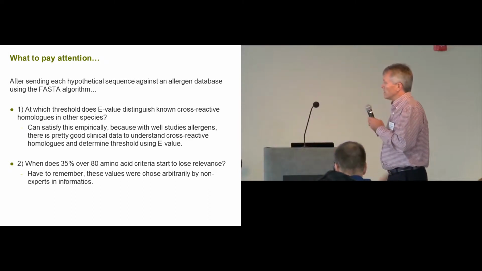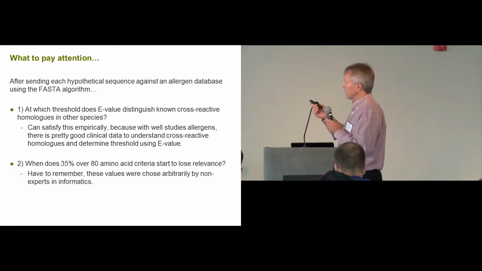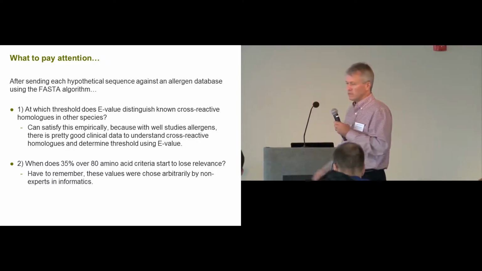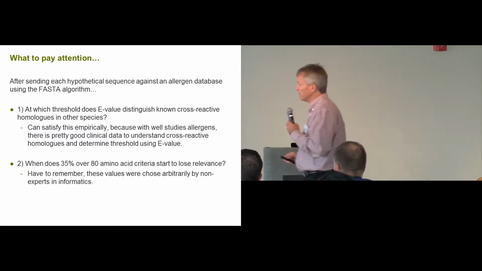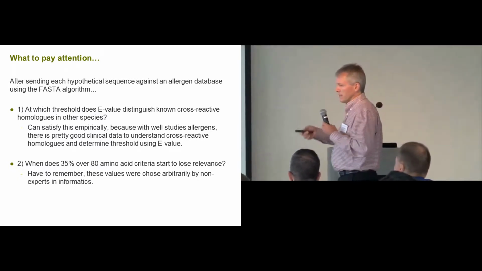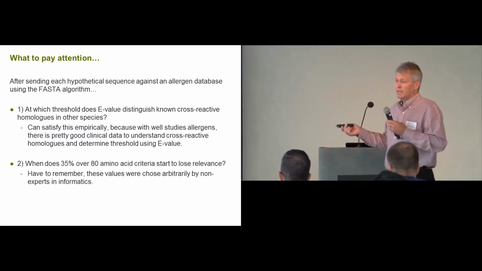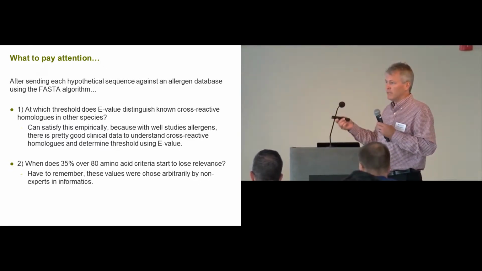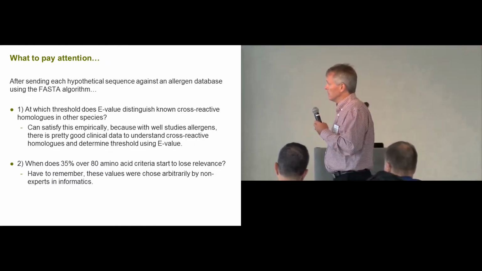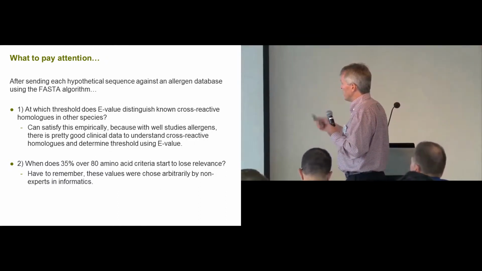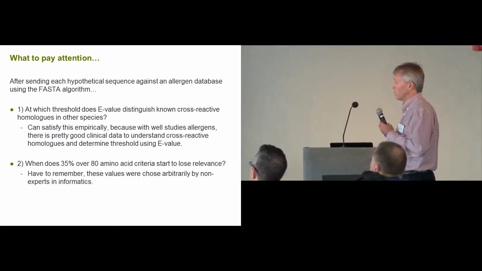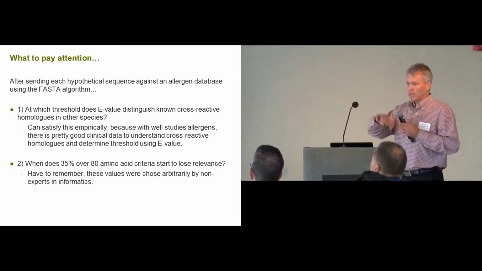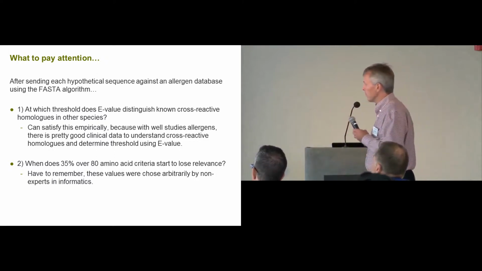And so we want to ask, at which threshold does the E-value distinguish known cross-reactive homologs? So in the case of tropomyosins, I would be seeing potentially a lot of other tropomyosin, but just from other species. And does it then separate cleanly or not from just other proteins where similarity exists, but they're not otherwise tropomyosins? And so we can do that if we've got allergens that are well studied, good clinical data, and of course, if we know the epitopes themselves are the reason there's cross-reactivity in that group.